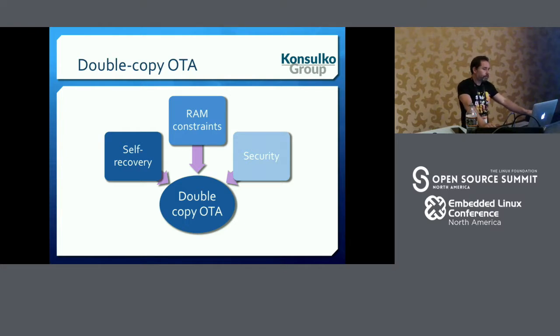Also, despite the fact that double copy OTA, or in terms of Android, the A/B style updates, take more space, they have some advantages that are very important in terms of security, and that is self-recovery. You always have at least one working version that you can roll back to. Also, with some additional security measures and precautions, it's possible to not download the whole package completely. If you have a trusted channel, you can download it in chunks and apply it in chunks. That's important if you have serious RAM constraints.